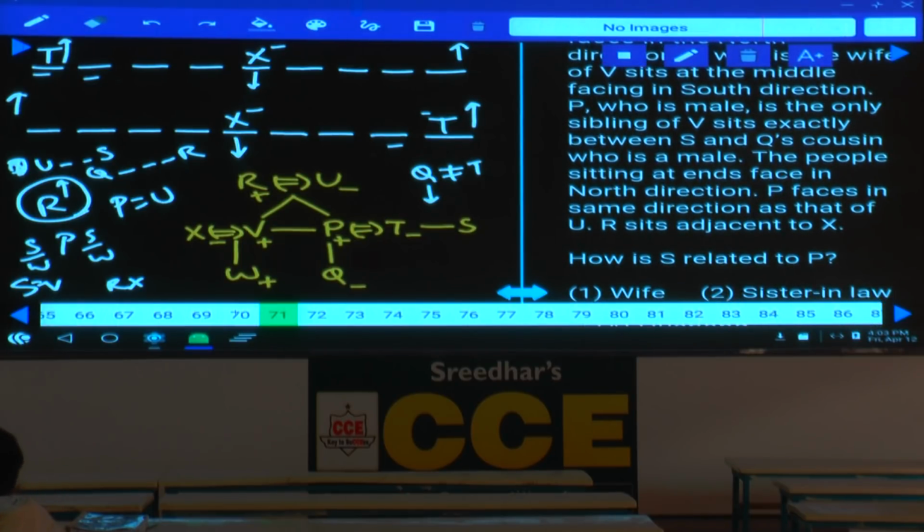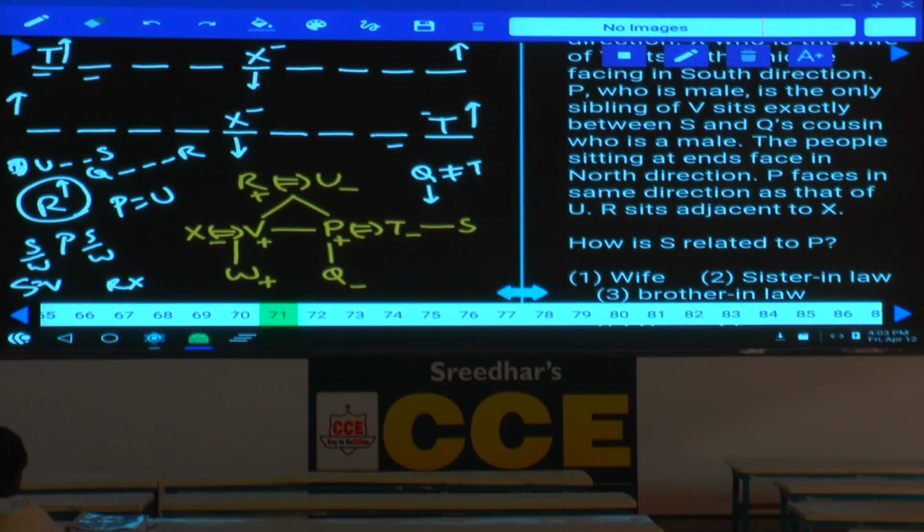P is a male, the only sibling of V, and sits exactly between the people seated at the extreme ends facing a north direction, isn't it? And P faces in the same direction as U. And R sits adjacent to X. As R is seated adjacent to X, how many possibilities do we have? 2 possibilities. R can be either here or here, isn't it?